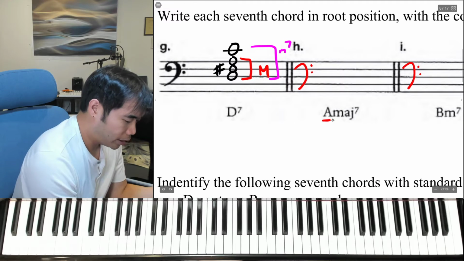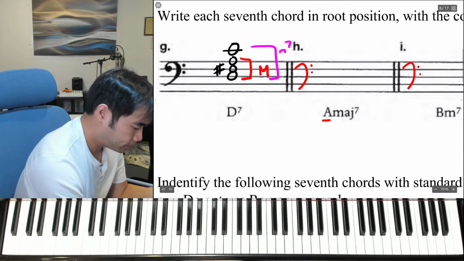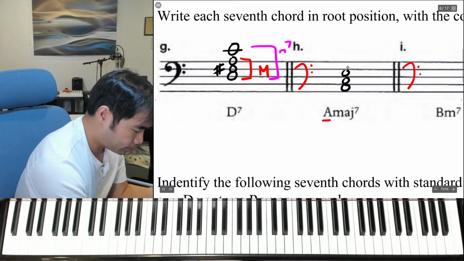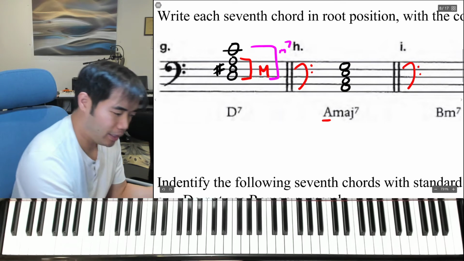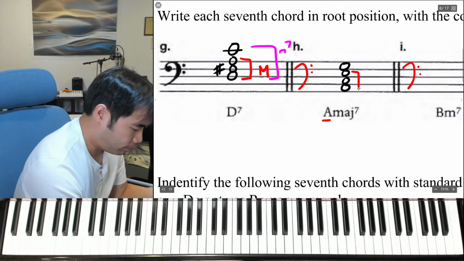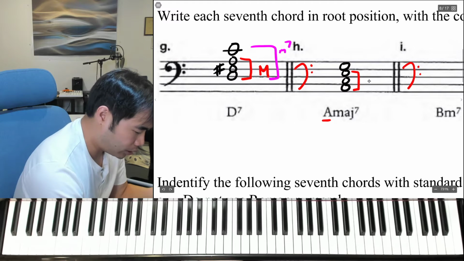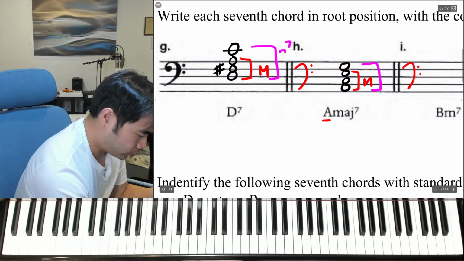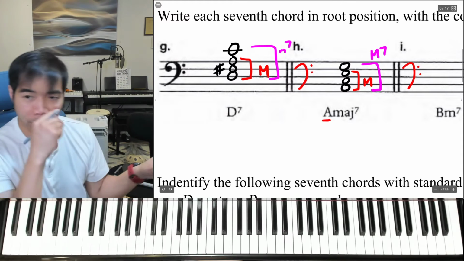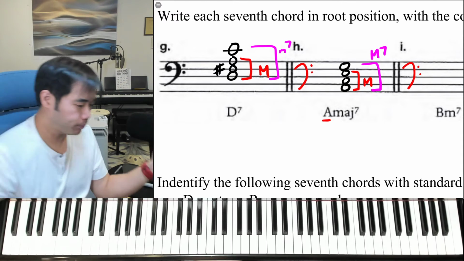Okay, we need to notate the root. The root is A. Let's build the rest of it. A, C, E, G, and now let's determine. It's a major 7, so that means we need a major triad and, you got it, a major 7th. Major triad, major 7th.